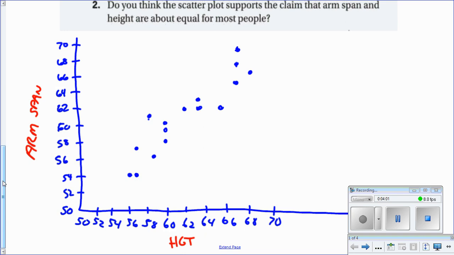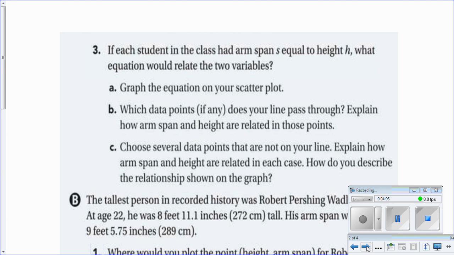All right. So if you turn the page to page 2, this is where things will get a little trickier. It says if each student in the class had an arm span S equal to height, so for example, if their height was 3 feet, their arm span would be 3 feet, or if their height was 60 inches, their arm span is 60 inches, what equation would relate the two variables? Well, if they're equal to each other, it's just going to be S equals H. Arm span is going to equal the height.